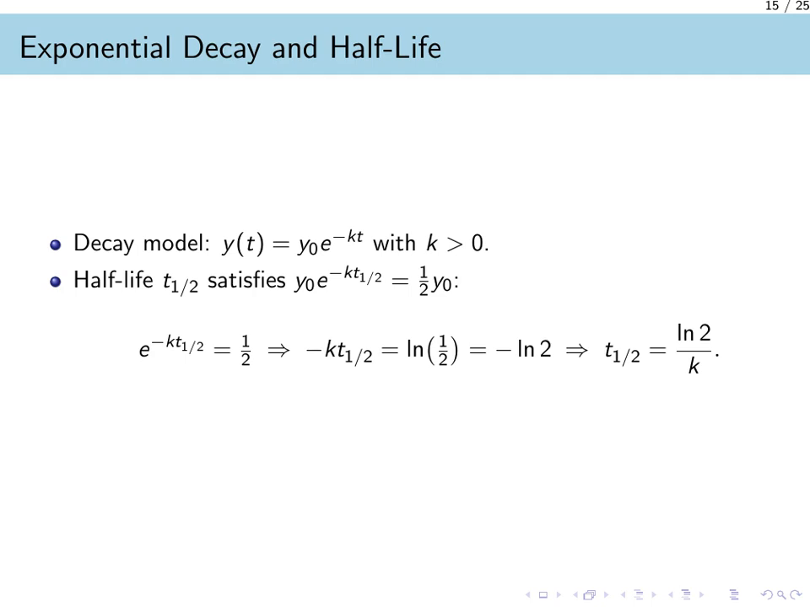To solve for the time, we take the natural log of both sides. This gives us negative k times the half-life equals the natural log of 1/2, which simplifies to negative the natural log of 2.